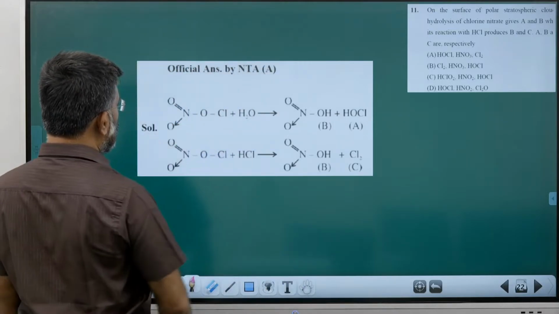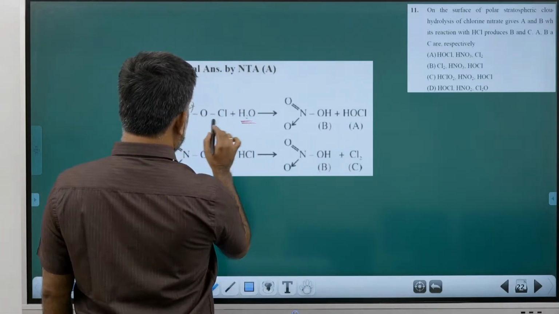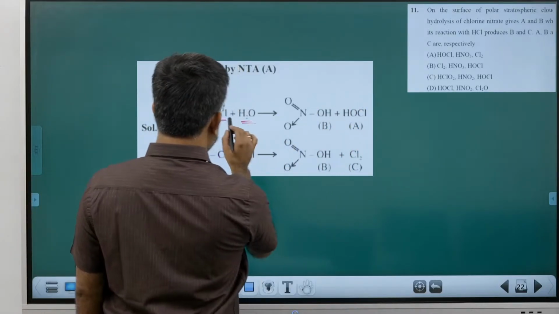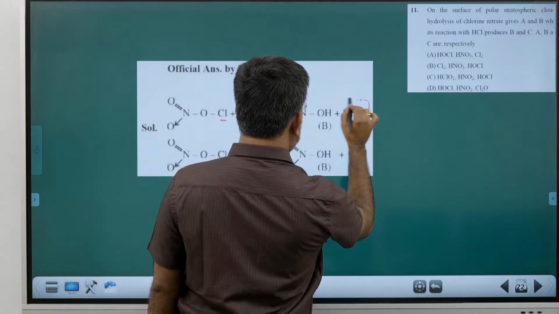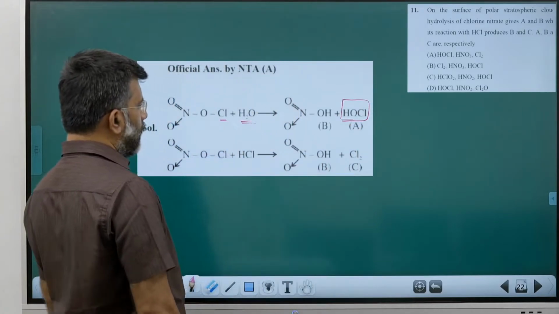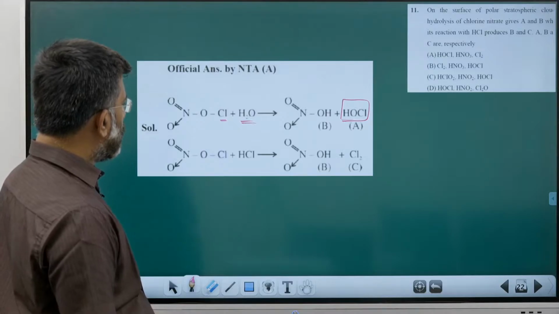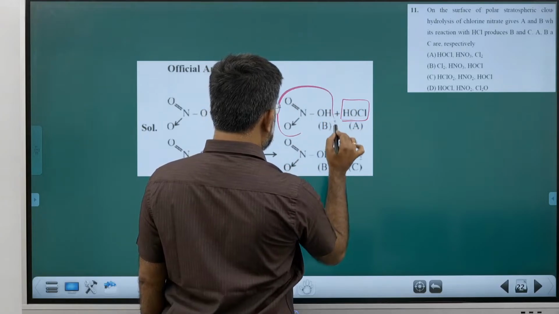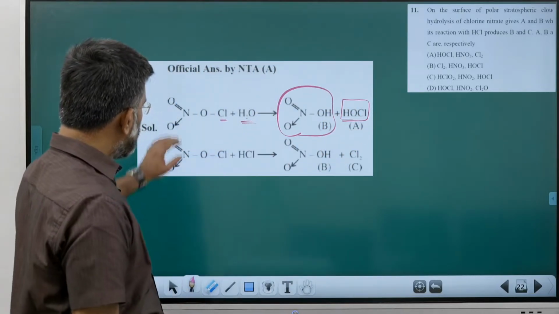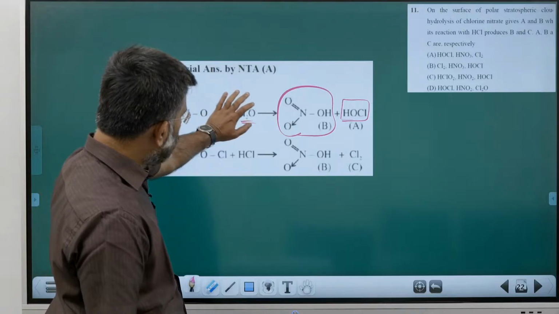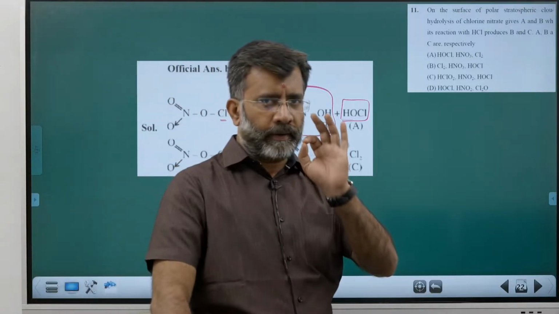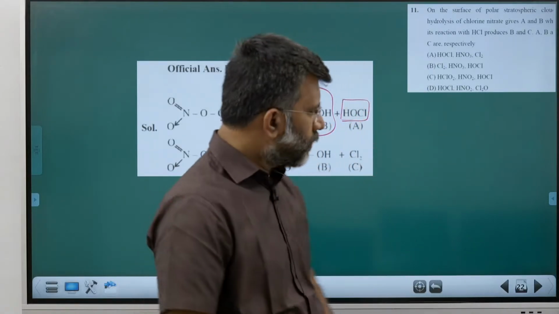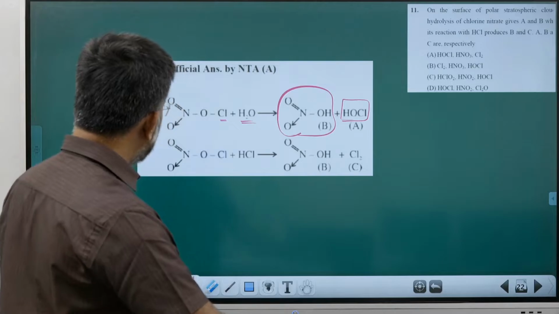You see, chlorine nitrate. When chlorine nitrate is hydrolyzed, what happens? This chlorine with the OH removed gives hypochlorous acid, HOCl. That is compound A. And one hydrogen comes in this position, you get nitric acid. That is compound B. So chlorine nitrate with water, hydrolysis, gives nitric acid and hypochlorous acid. The reactions are there in the textbook.